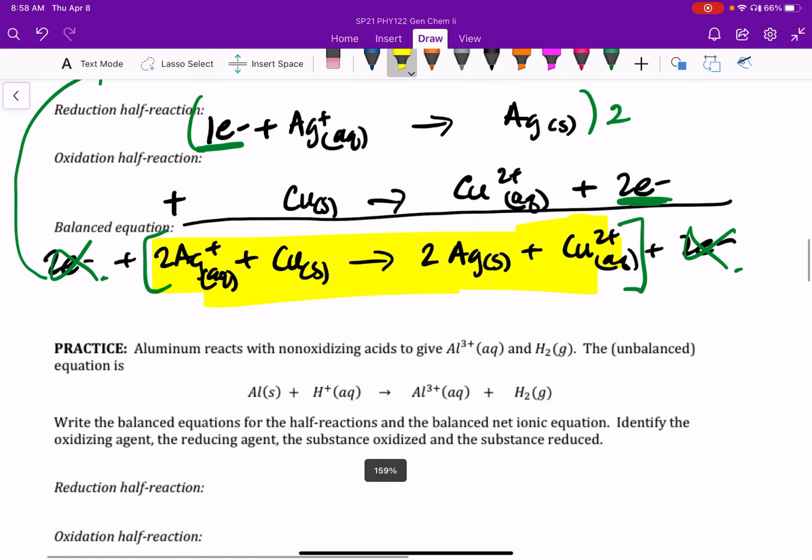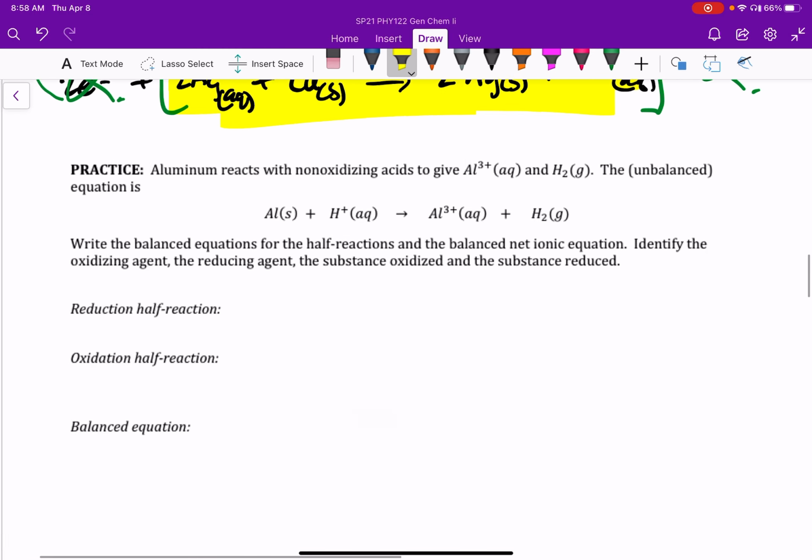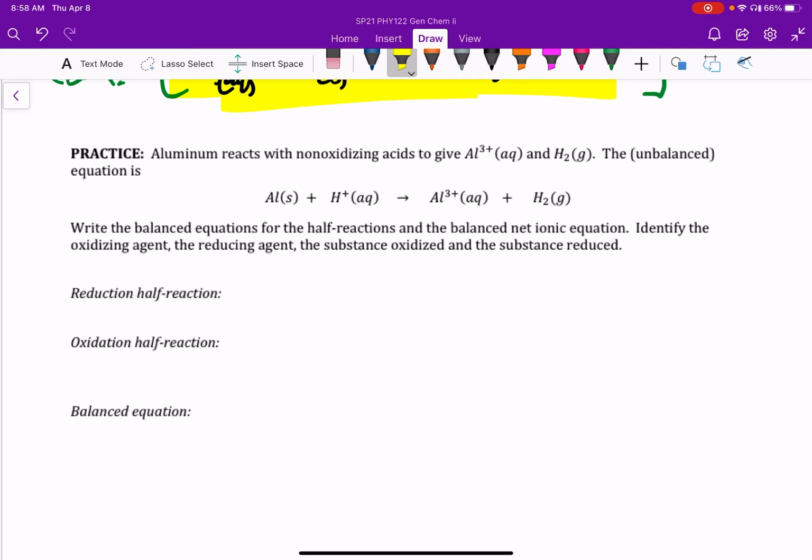All right, I'm going to work through another example. So we're going to go through more quickly, but do the exact same steps. Here we have aluminum reacting with a hydrogen ion to give us an aluminum ion plus some hydrogen gas. So we're looking for the balanced equations for each half reaction and then the overall balanced equation.